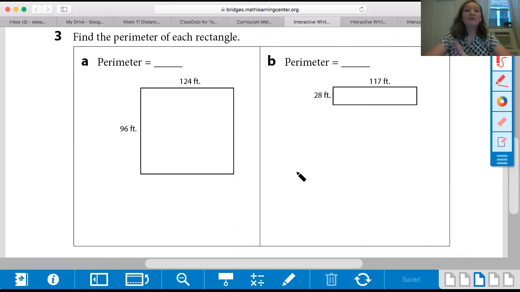Ooh, find the perimeter of each rectangle. We just did this in our geometry unit, right? Perimeter means you have to add together all the sides. And if this side is 124, I know that this side is also 124. And if this side is 96, I know that this side is 96. So go ahead right now, solve for perimeter. You need to do a lot of stacking and adding. 124 plus 124, 96 plus 96, and then add your answers together, okay? When you're done with that, you can go ahead and do this one.